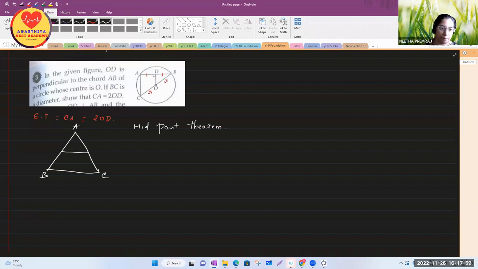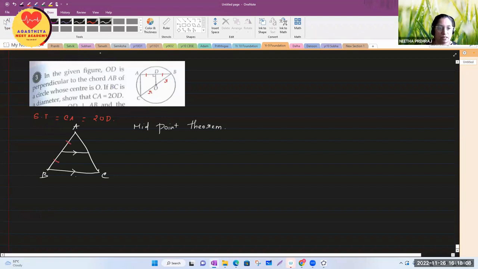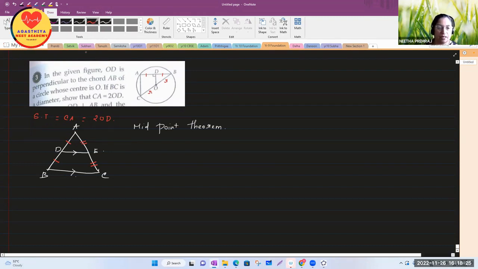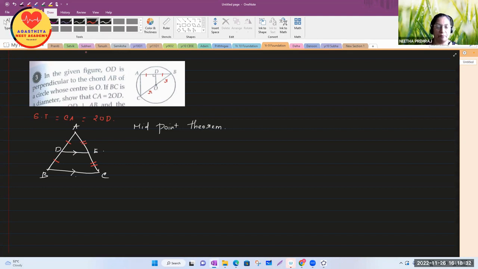What is midpoint theorem? If these two lines are parallel and this line bisects this line, so these two measures are equal. I name it as DE, this line DE, and AE is equal to EC. Then DE is parallel to BC. This is called midpoint theorem. If the line bisects other two sides, then the third line must be parallel.